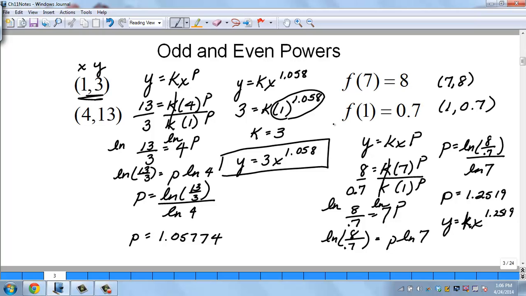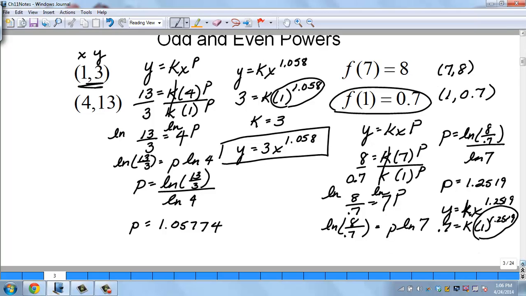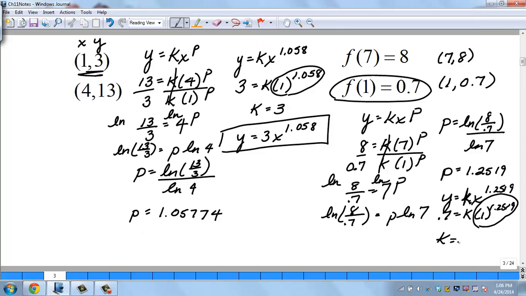So when I plug this in there, I have y equals k x to the 1.2519. Plug in the easy point. I'm going to pick this one because it's a 1. So now I have 0.7 equals k 1 raised to the 1.2519. Again, 1 raised to anything is 1. So 0.7 divided by 1 is 0.7. So k actually comes out to be 0.7. So my formula, again, is y equals 0.7 x to the 1.2519.